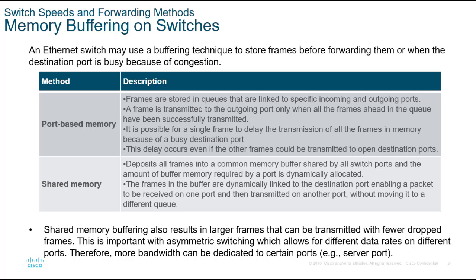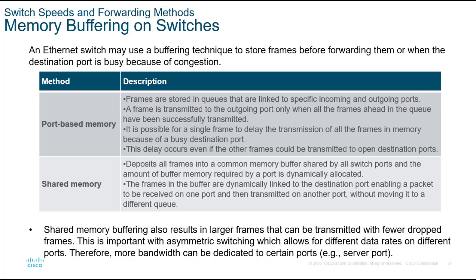For example, if the destination port is busy because of congestion, the switch might buffer the frame until it can be forwarded. There are 2 methods of memory buffering, port-based memory and shared memory. Port-based memory is a buffering method which stores frames in queues, which are linked to certain ports. Once all the frames ahead of it in a queue have cleared, then a frame will be sent.